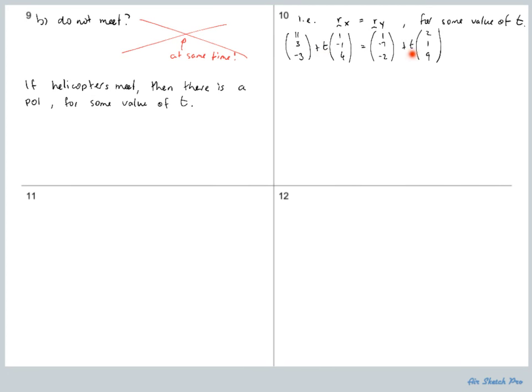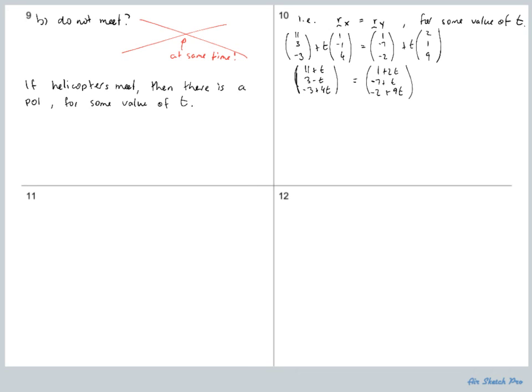In the solutions for the textbook, it makes this t and makes this s, and then goes along and proves it as if there was a point of intersection. Okay, so this is where I diverge. So if I now just simplify the left-hand side and the right-hand side, I get (11 plus t, 3 minus t, and negative 3 plus 4t) equals (1 plus 2t, minus 7 plus t, and minus 2 plus 9t).